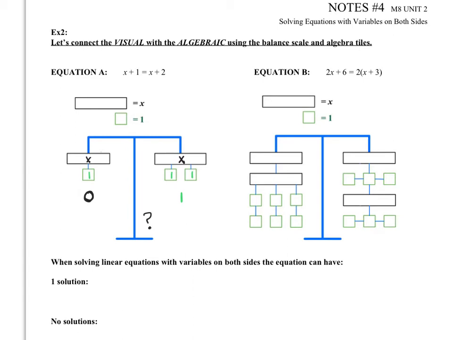So I could start by picking off 6 of these singles, and I'm able to pick off 6 on the other side as well. Remember, when you're solving an equation, whatever you do on one side, you have to do on the other. So if I can't do it on both sides, I can't do it. And then I can also take off one of these x's, but I can also take off the other x. So if I'm removing all of this from the tree, then what I'd be left with is 0 equals 0. Would that scale be balanced if there was a 0 on each side of it? And yes, there would.